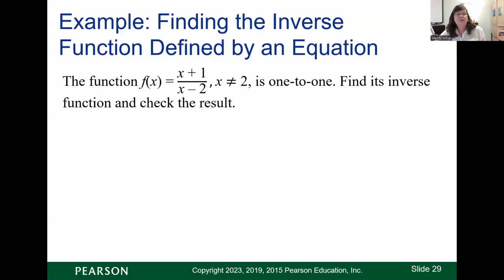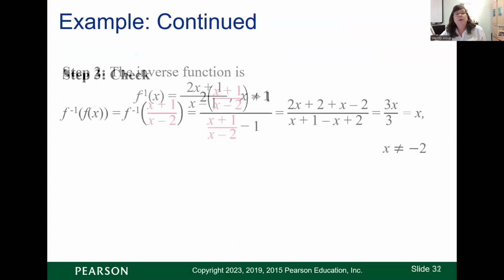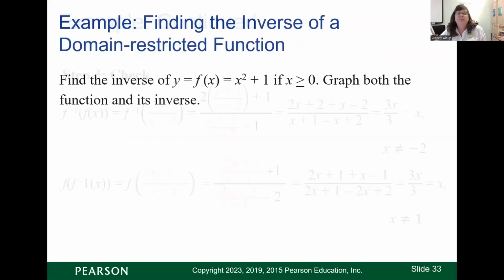All right, now back to our PowerPoint, which they did too. They checked them both. All right, how about find the inverse of x squared plus 1 if x is greater than or equal to 0? Why are they saying x greater than or equal to 0? Because it has to be one to one. This one's not one to one for all real numbers. But if you let x be greater than or equal to 0, then it will be one to one.